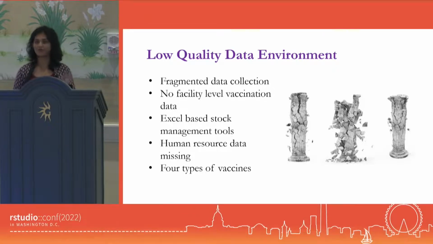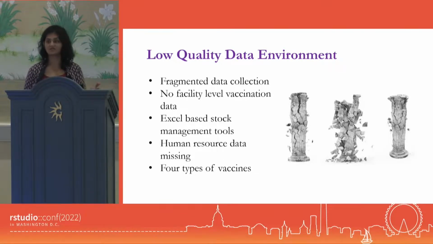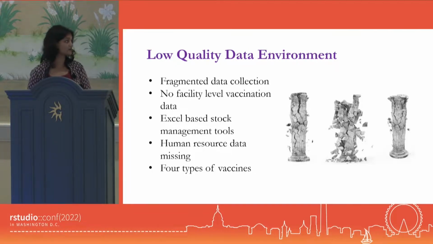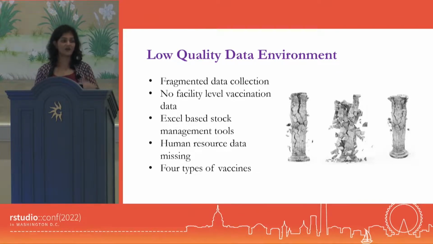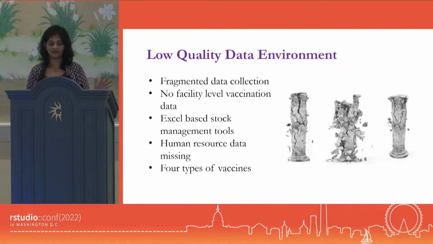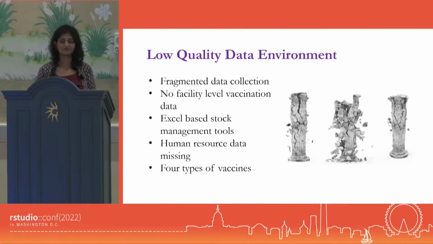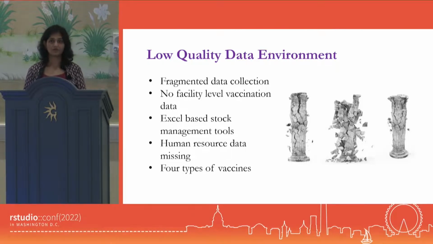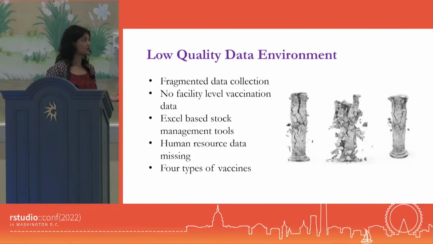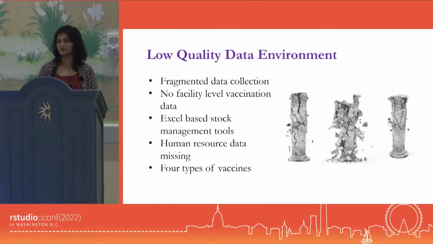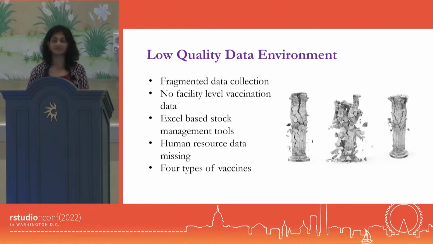So none of the pillars that our beautiful optimization models could stand on existed. We found that, like I said, data was being collected across different platforms. There was a lot of fragmentation across the data collection chain. Then we found that the stock data was being collected and managed in an Excel-based tool. There were 4 different types of vaccines: J&J, Sinopharm, Pfizer and AstraZeneca. There was no data on healthcare staff available at site level. So we suddenly found ourselves in a very challenging environment.